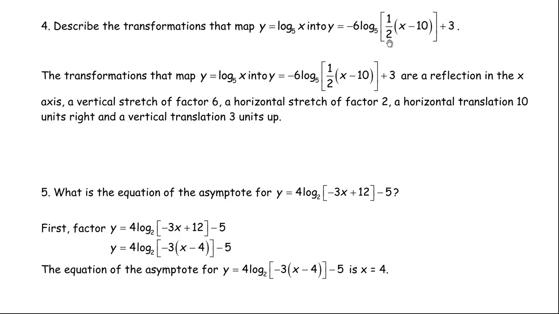The 1/2 is a horizontal stretch of factor 2. Remember, if the horizontal is a fraction, it's a stretch. If it's a whole number, it's a compression. So it's stretched horizontally by a factor of 2. And the x minus 10 means it's a horizontal translation 10 units to the right. Remember, opposite of that. And then 3 units up. Vertical translation 3 units up.